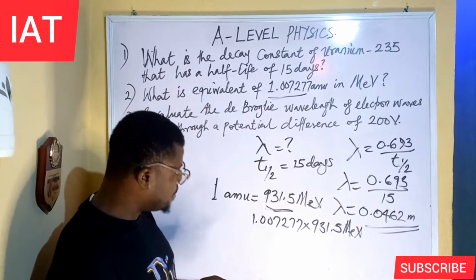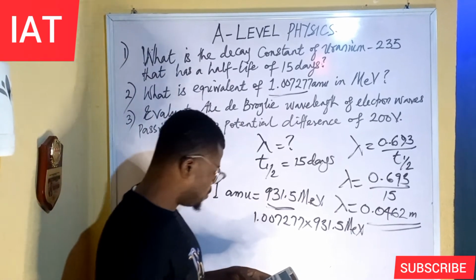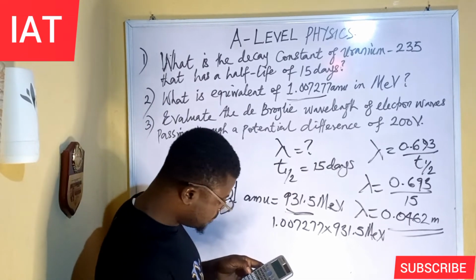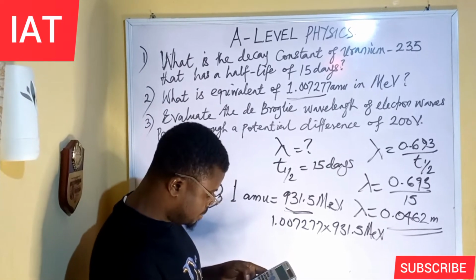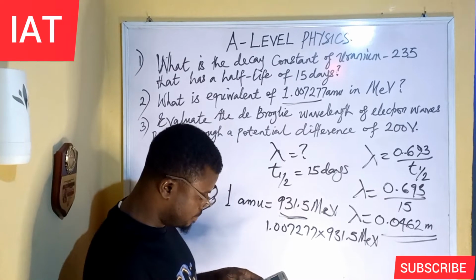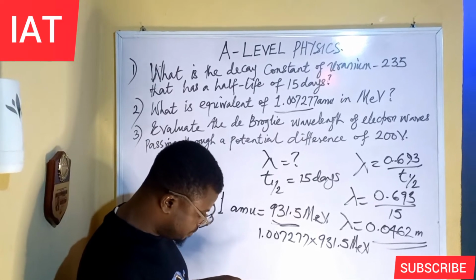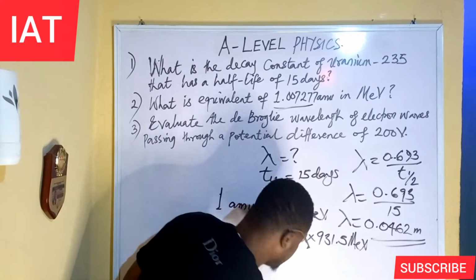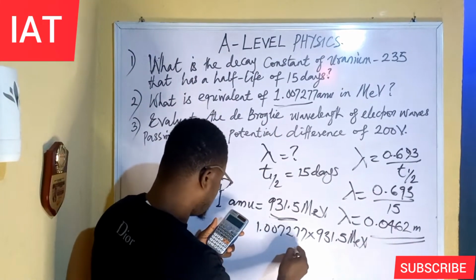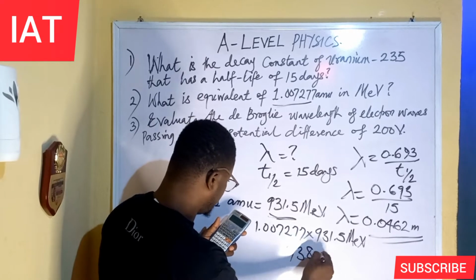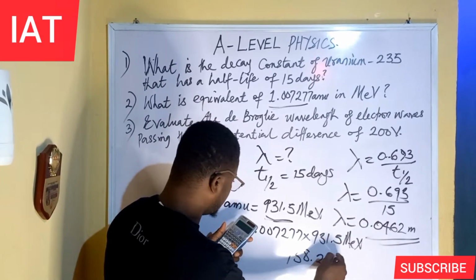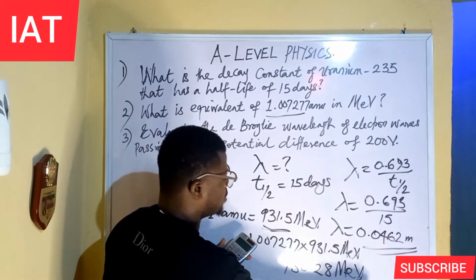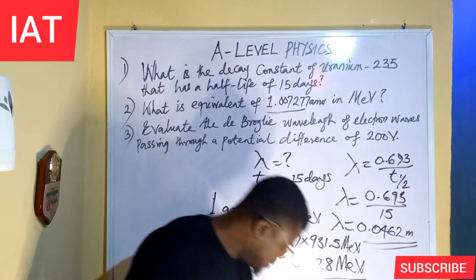So the next thing I'm going to do is to punch 1.007277 by 931.5, and this will give us the result as approximately 938.28 mega electron volt. So that is the solution to that second problem.